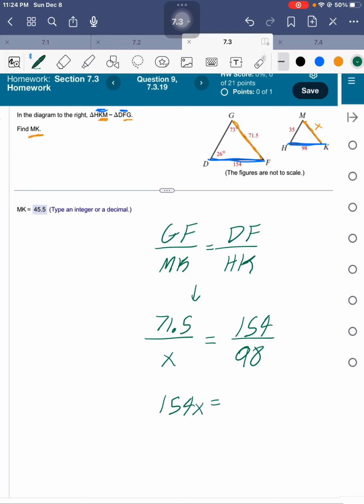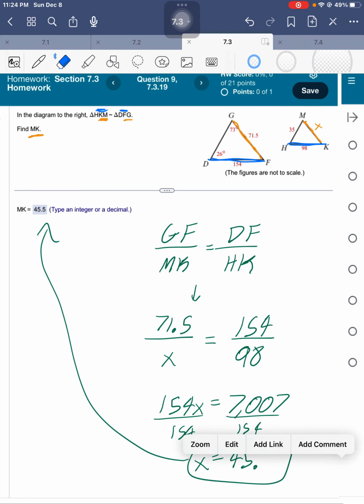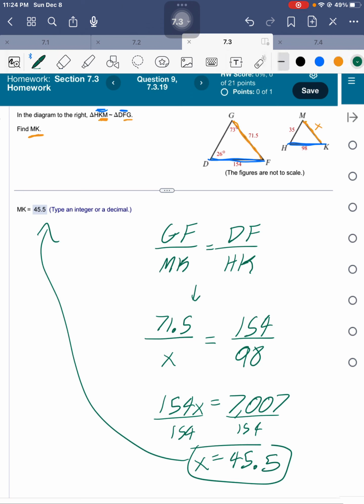Let's cross multiply our extremes and our means. It's going to be 154x is equal to 71.5 times 98. Wow, 7,007. Now divide by 154. My x is 45.5. And that is indeed our answer. Whoops, why did I put 4? 45.5.